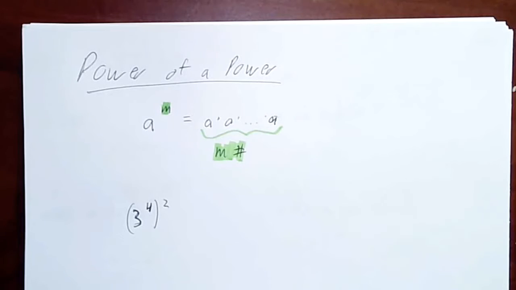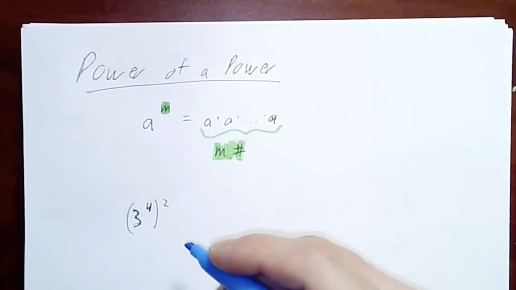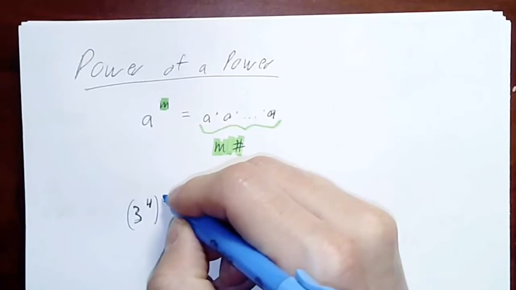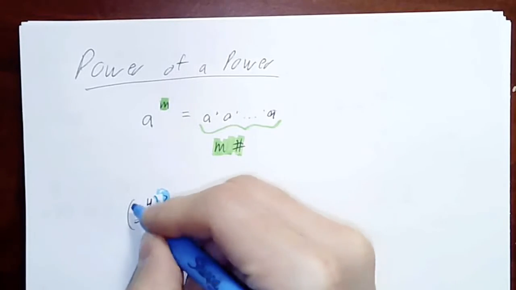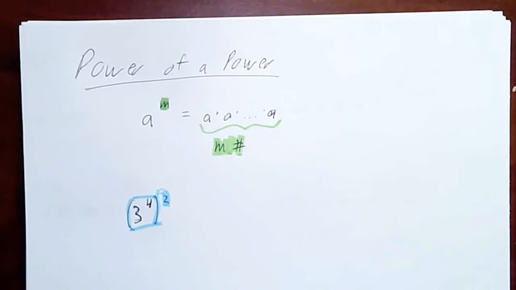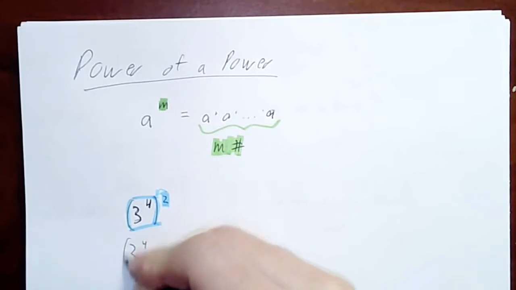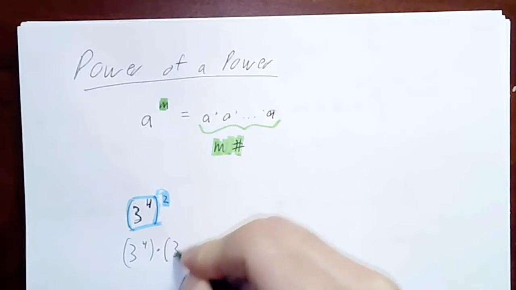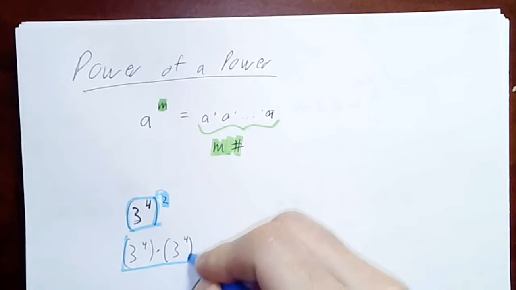So what does this mean? One way that I teach exponents is that the exponent applies directly to whatever is left of it. So what is directly left of the 2? Directly left of it is the parentheses. So what is being squared? 3 to the 4th power is being squared. What that means is this square is telling me I have 3 to the 4th multiplied by 3 to the 4th. And that is what the square means. The square is telling me that I am taking this twice.